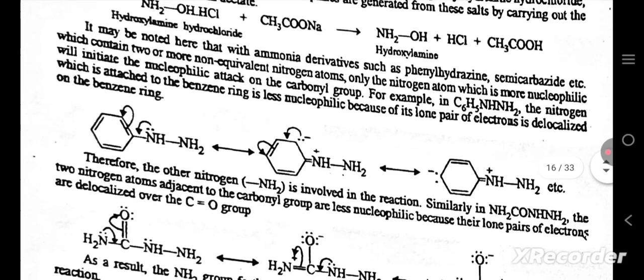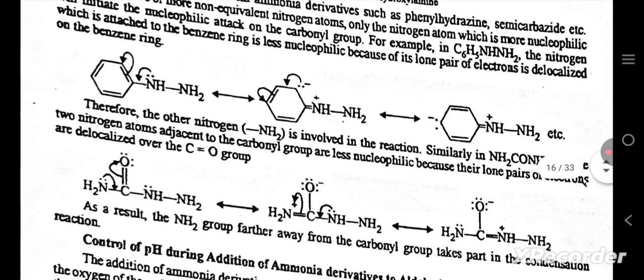It may be noted here that the ammonia derivatives such as phenylhydrazine, semicarbazide, etc., which contain 2 or more non-equivalent nitrogen atoms, only the nitrogen atom which is more nucleophilic will initiate the nucleophilic attack on the carbonyl group. For example, in C6H5NHNH2, the nitrogen which is attached to the benzene ring is less nucleophilic because its lone pair of electrons is delocalized on the benzene ring.